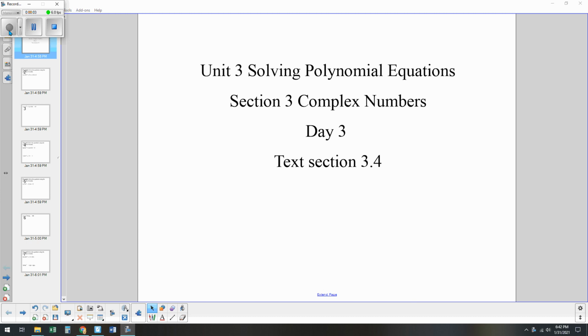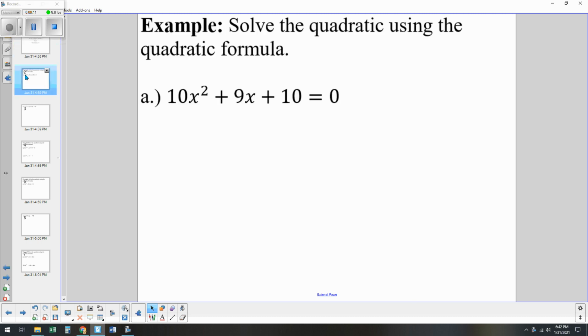This lesson is day 3 of Unit 3, Section 3. We are going back into Section 3.4. So today we're going to be using the quadratic formula to solve these, and we're going to have imaginary or complex solutions. So I'm going to still do all the same steps I did before.